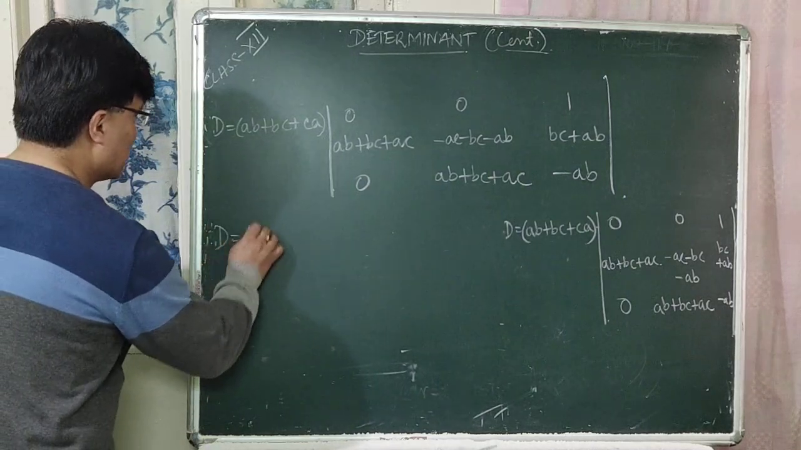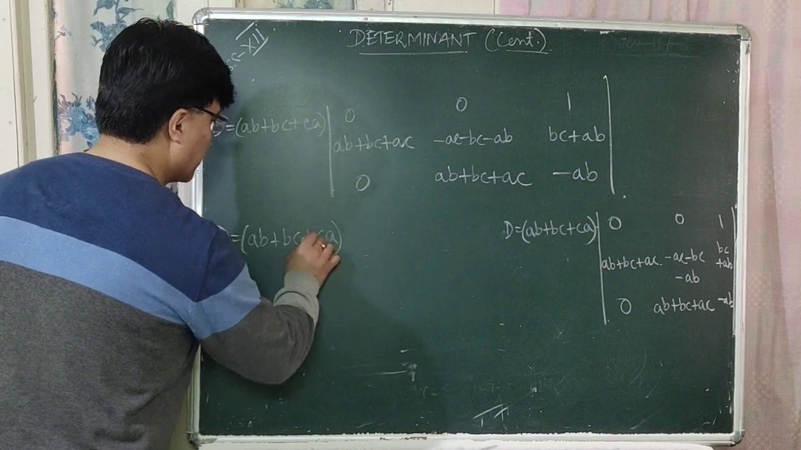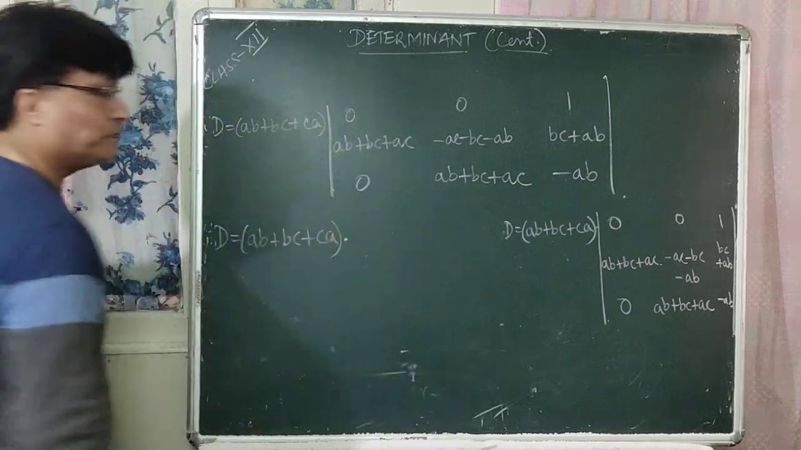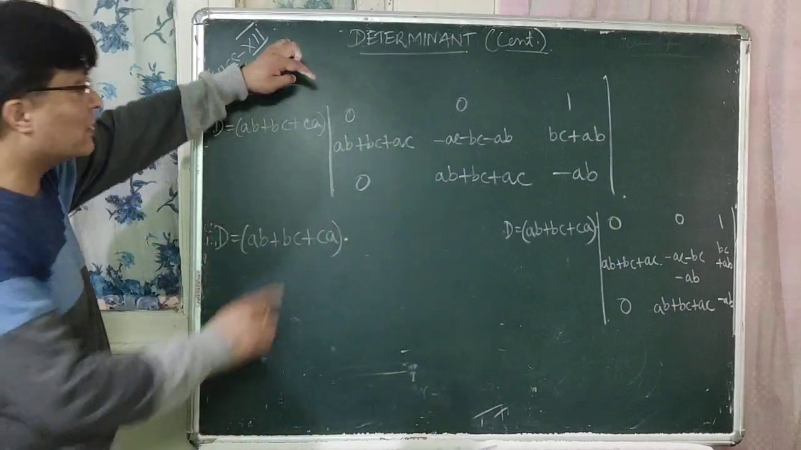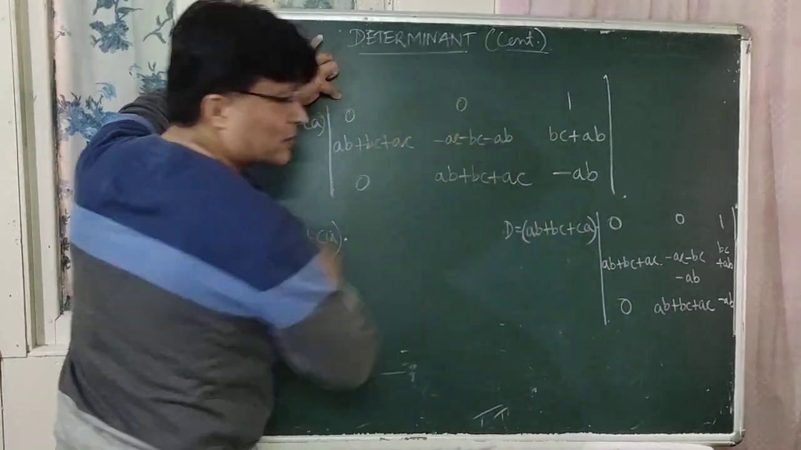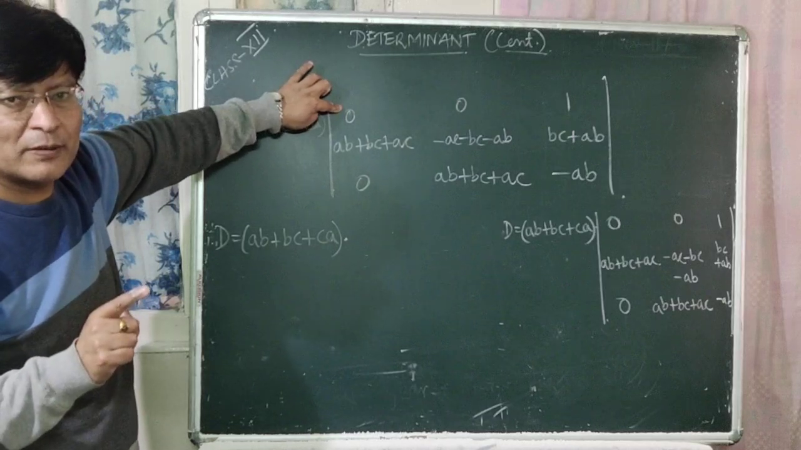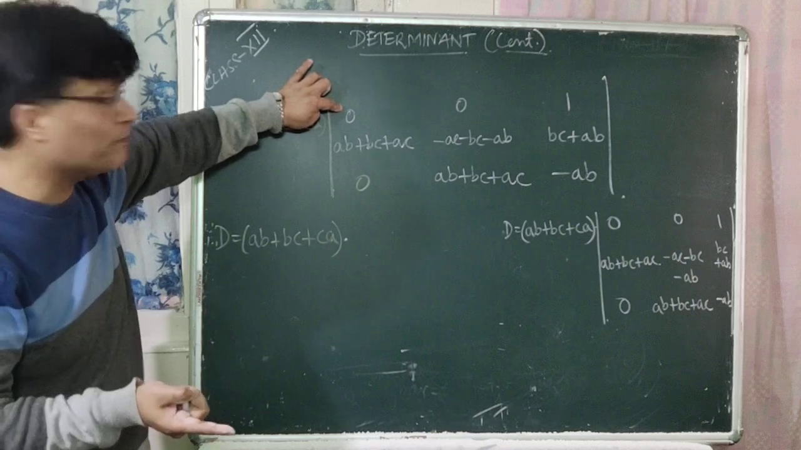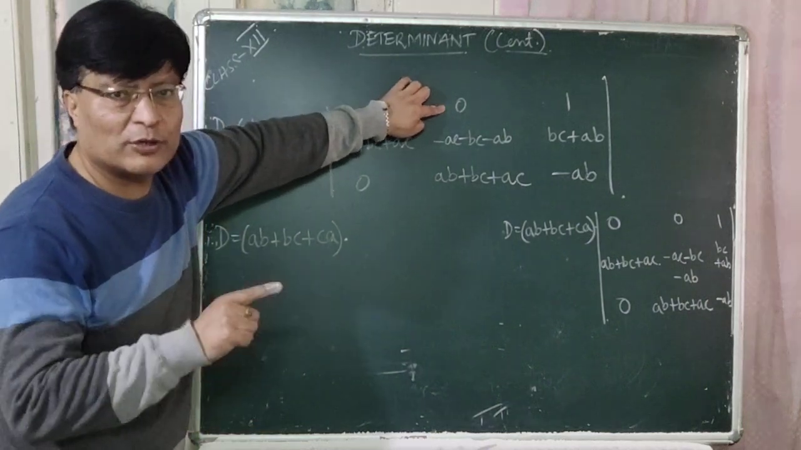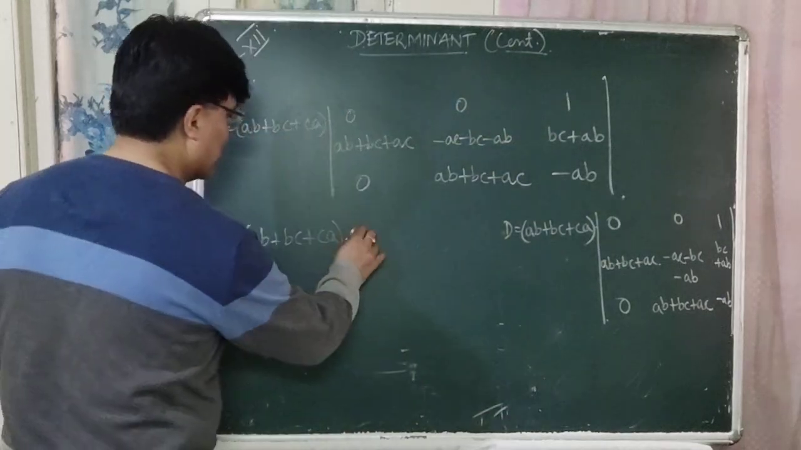So D is equal to AB plus BC plus CA into, now expand it with respect to the first row. What is the method? Plus minus plus. But 0 comes first, plus 0. But will you write 0? No, because 0 into any number is always 0. Minus 0. 0 into any number is always 0. Plus 1. You should write 1 here.